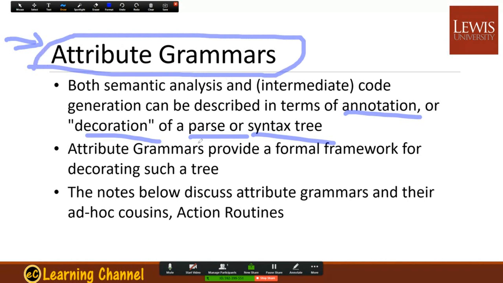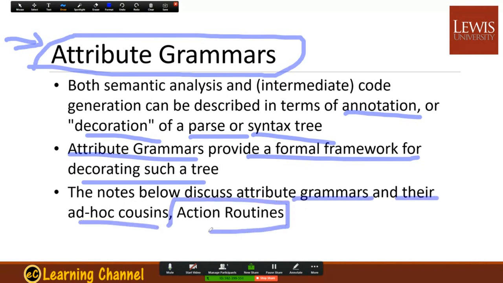What kind of attribute will be generated for a certain node? Sometimes it's a value, sometimes it's a sum, sometimes it's a check condition flag or something. So attribute grammar provides a formal framework for decorating a tree. The notes below discuss attribute grammars and their ad hoc cousins, action routines. So attribute grammar is some decoration, and there is another thing called action routine for you to do something about it, like reporting an error or something that you want to do after you check the grammar.